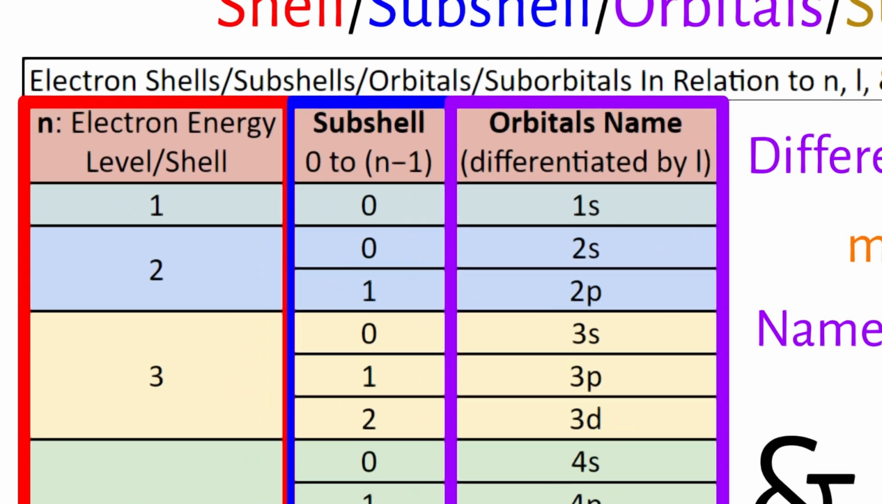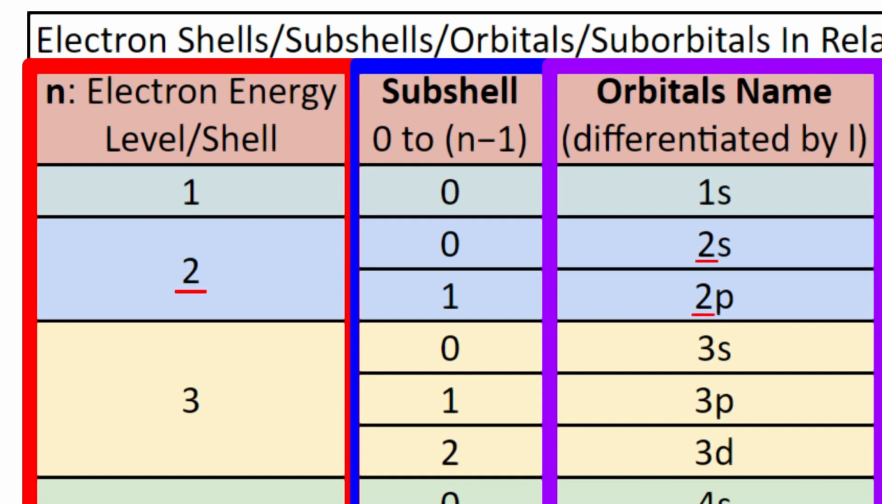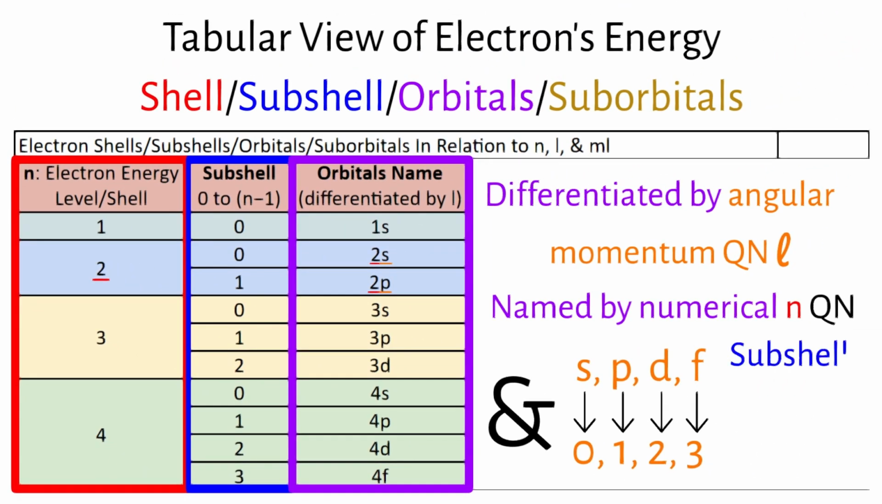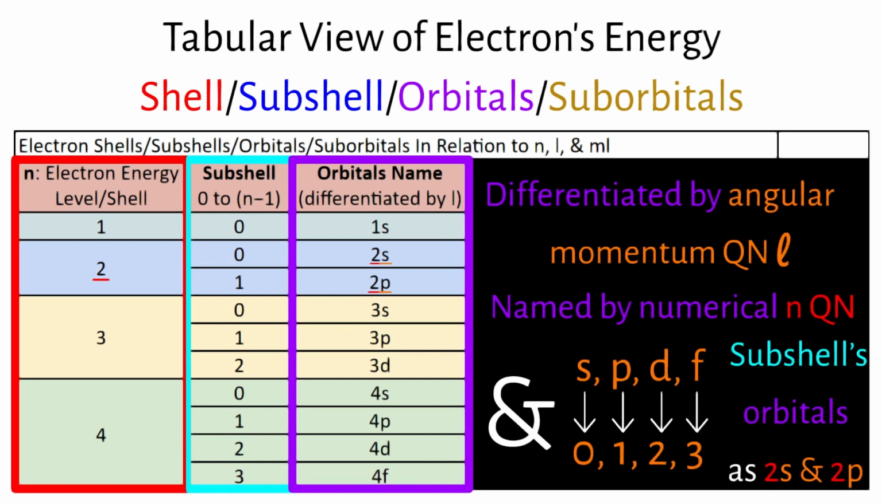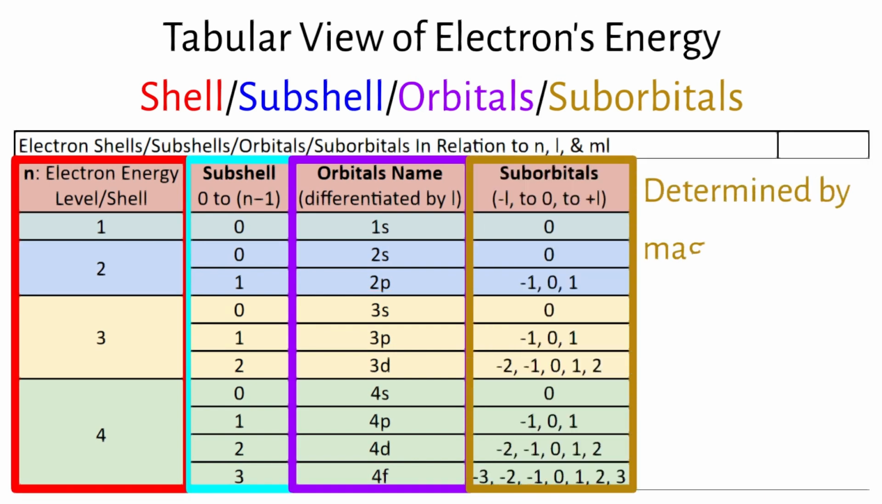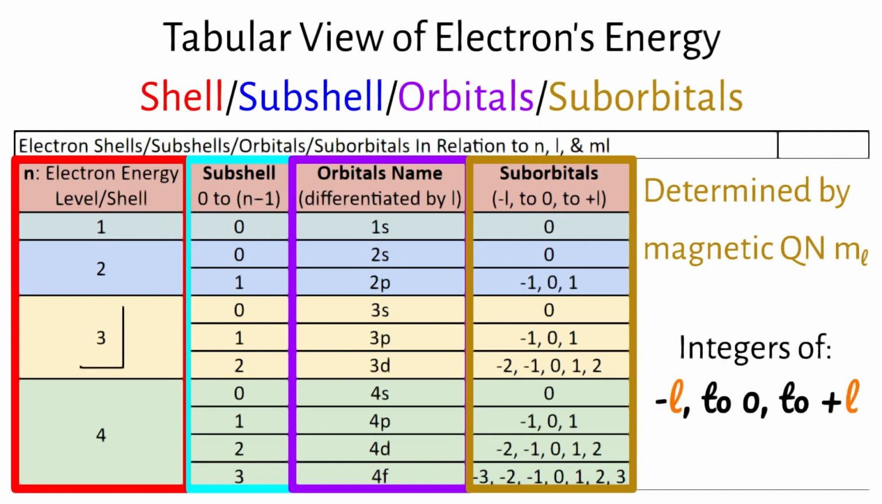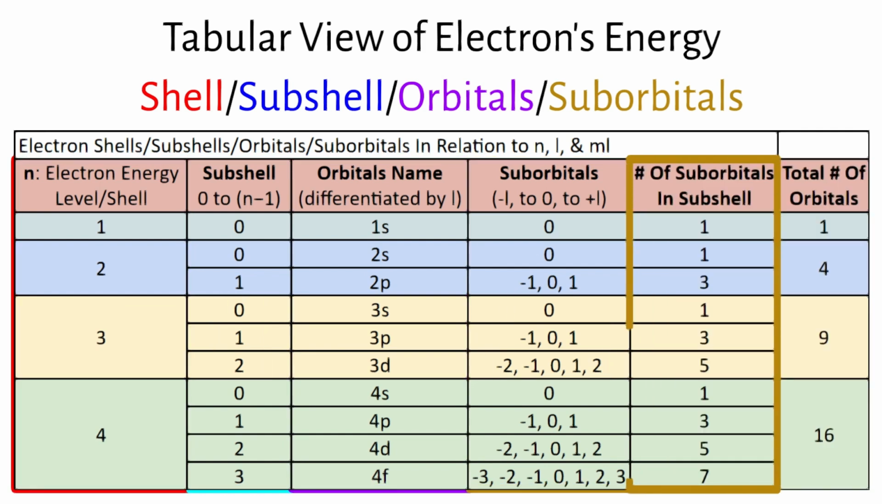Thus, for n equals 2, we have 2 in the orbital's name, and S for L equals 0, and P for L equals 1, leading to the designation of the subshell's orbitals as 2s and 2p respectively. Next are the suborbitals determined by the magnetic quantum number m sub L that can have the integer values of negative L, 0 to L. For example, with n equals 3, we have L equals 0, L equals 1, and L equals 2. So the suborbitals consist of 0; -1, 0, 1; and -2, -1, 0, 1, and 2. The next two columns consist of tallying up the suborbitals in the subshells and the total number of orbitals for each n level, showing that the total number of orbitals equals n squared.